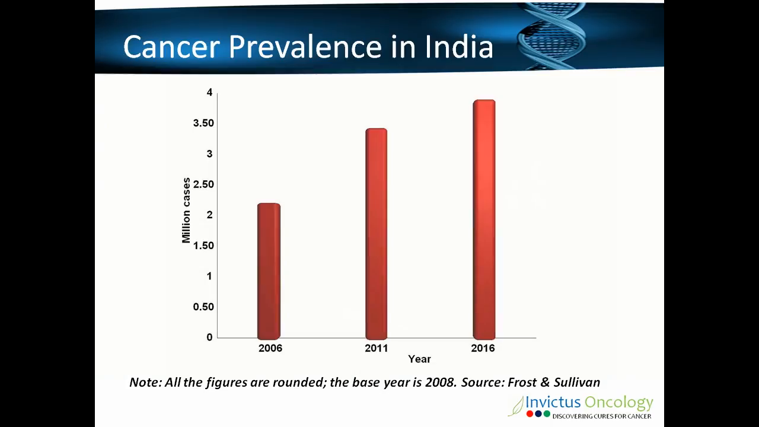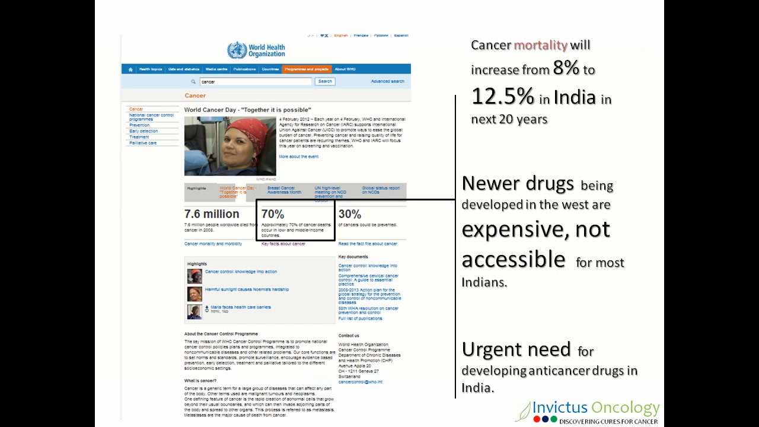So these are the numbers of cancer patients in India, which was about 2.25 million cases in 2006, and by 2011, and predicted in 2016, almost 4 million cases. Again, going back to the World Health Organization report, 70% of all cancers occur in developing countries like ours, and the current mortality rate in India, although at 8%, is predicted in the next 10 to 20 years to go up to 12.5%.